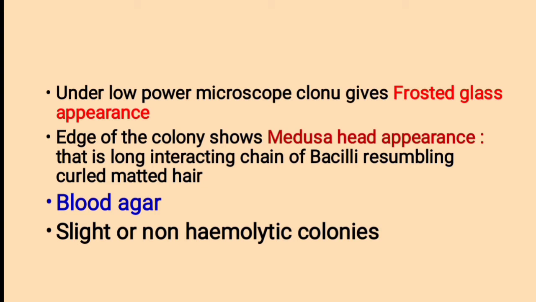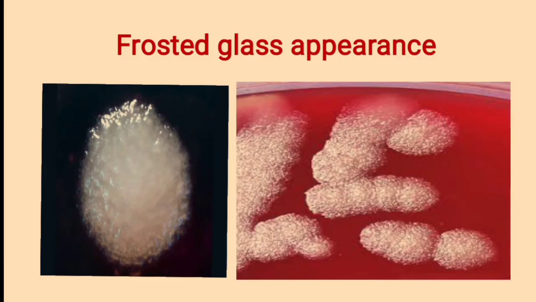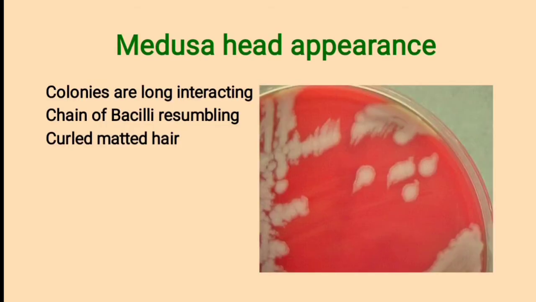On blood agar, the colonies are formed like nutrient agar and slight or non-hemolytic colonies are formed on blood agar. This is the picture of frosted glass appearance of colonies of Bacillus anthracis. Then medusa head appearance. The colonies are long interlacing chains of bacilli resembling curled matted hair. This is one of the colonies of medusa head appearance of Bacillus anthracis.